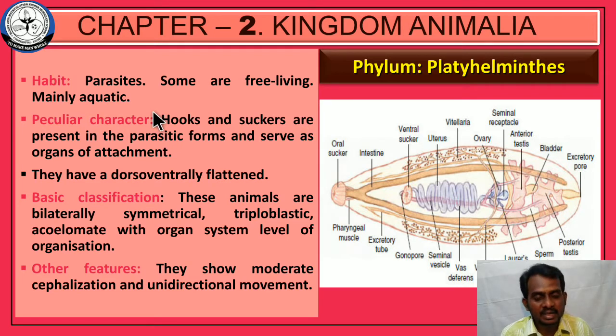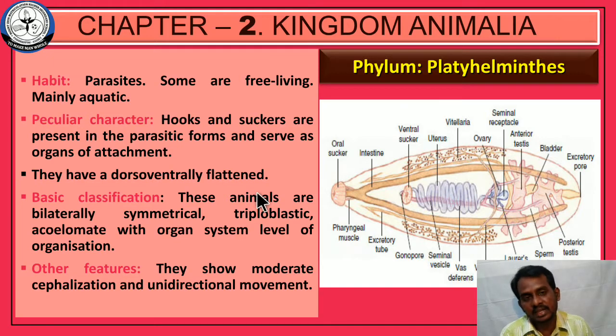And what is a peculiar character? Most of the animals are parasitic. If the animal is parasitic, it needs a separate structure for attachment to the host wall. Here, what is the peculiar structure that helps attachment? Hooks and suckers are present in the parasitic forms and serve as organs of attachment. This is a peculiar character of Platyhelminthes. They are dorso-ventrally flattened. The back side is called the dorsal side, and the belly side is called the ventral side. Dorso-ventrally flattened means the animal is flat from back to belly.